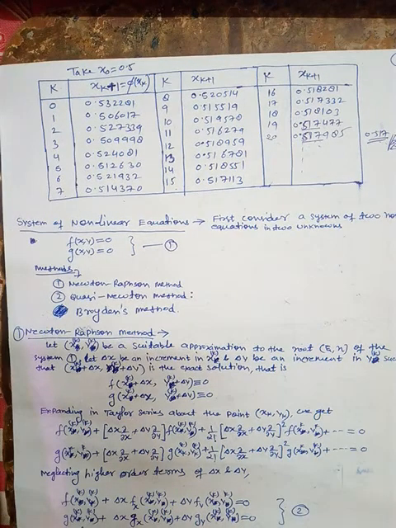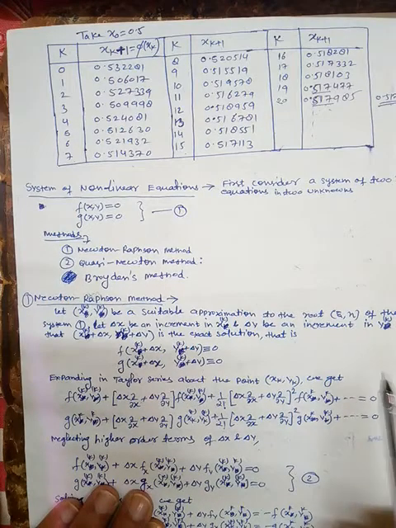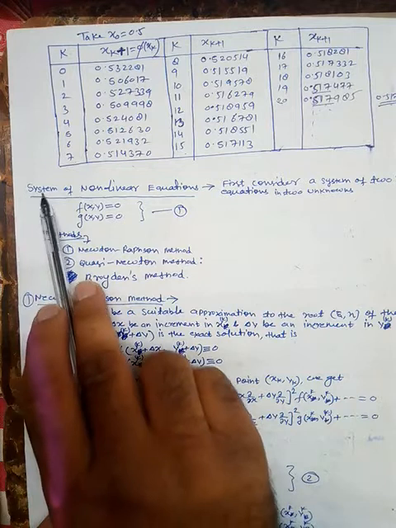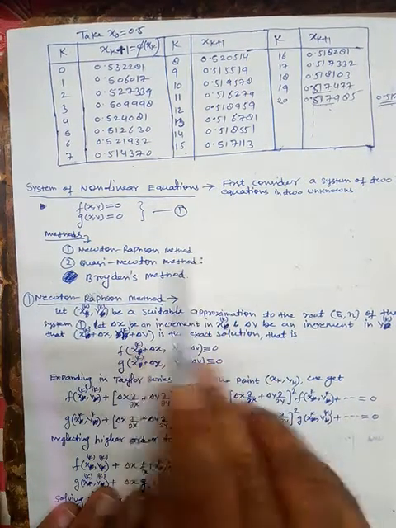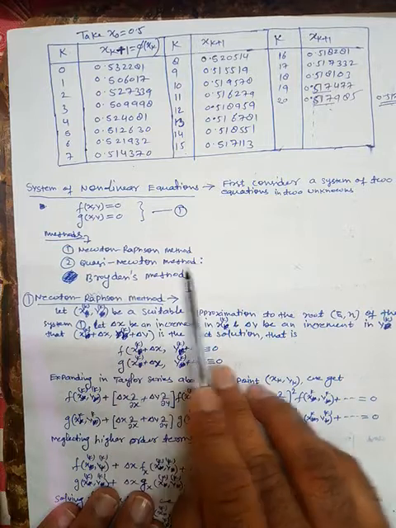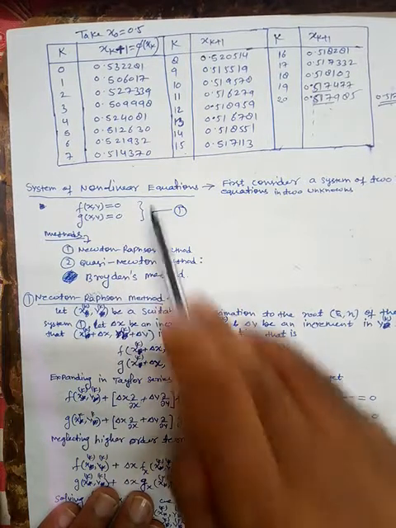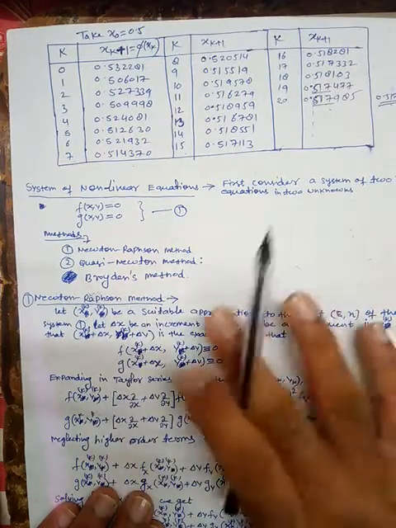Okay. So now your first unit is over. Now from the next lecture, we will start solution of system of nonlinear equations. Here we will have three methods: Newton-Raphson method, quasi-Newton method and Broyden method. And we will take these methods one by one.